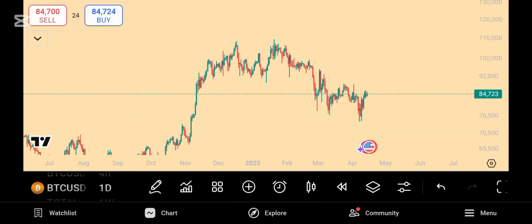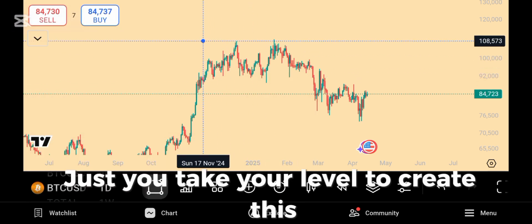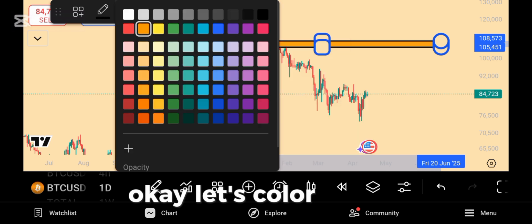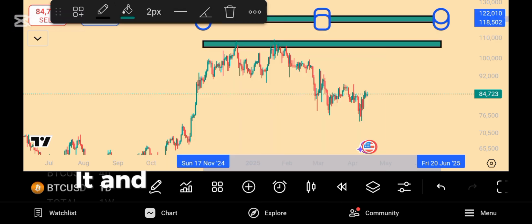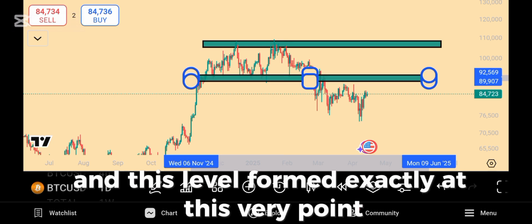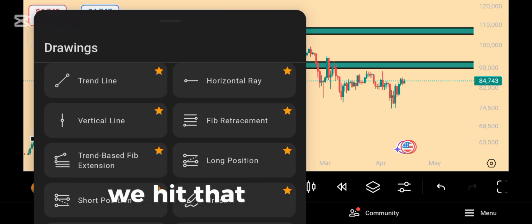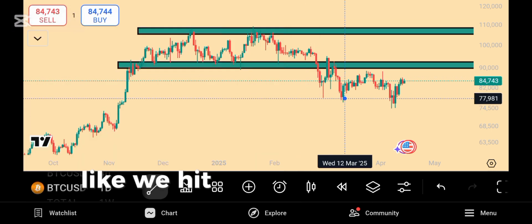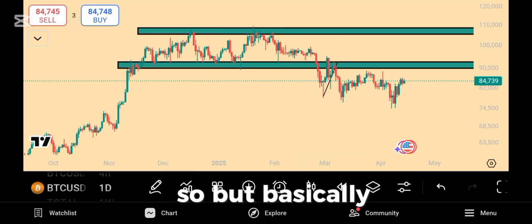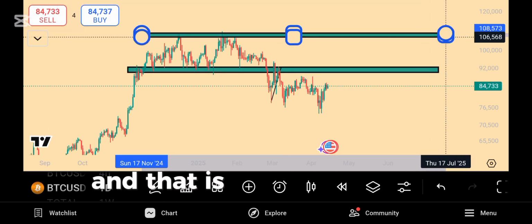So basically, if you want to analyze, you take your level to create these very juicy looking levels. Okay, let's color it green. Then we clone it and look for another level that was created, and this level formed exactly at this very point. If you notice, during our pullback, we hit that particular level, and then went down. These are the two major points of interest for us to focus on.